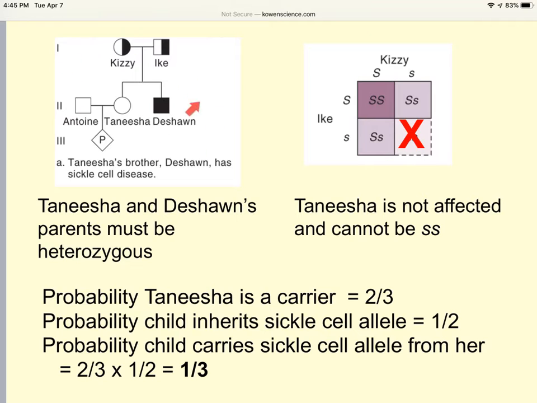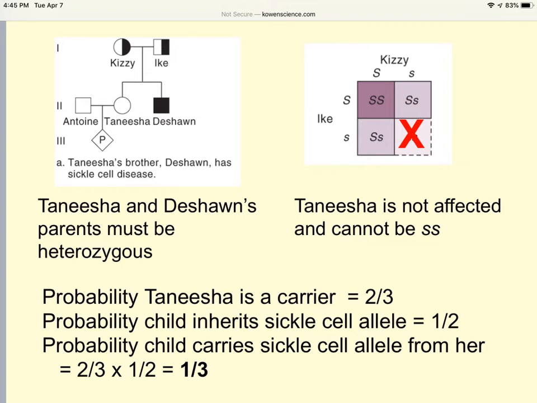So right here we have the pedigree of the family with the parents and the offspring, and we can see that Deshaun is homozygous recessive and has the condition. Now, if we take the parents and we do a Punnett square and we take this area off, because we know that Tainshia does not have sickle cell anemia, that's gone. And we look, she could be a carrier here and here. So 2/3 is the probability of her being a carrier.